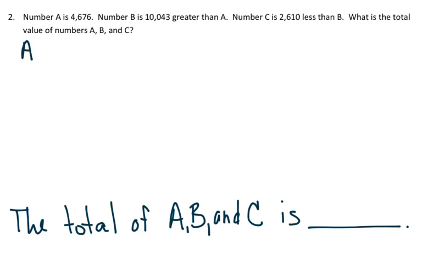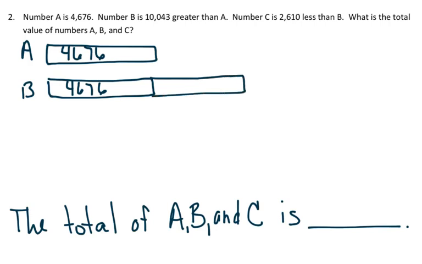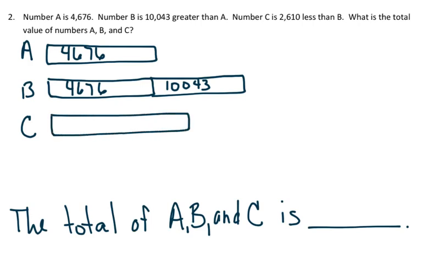Okay, so we're going to start with our tape diagram. And I'm going to start with A. And this is the tape for A, 4,676. Now B, it's this, so 4,676, and then it's greater than A, so we're having an additional 10,043. And then C is going to be 2,610 less than B. Okay, so let's go ahead and find out B and C to get started.